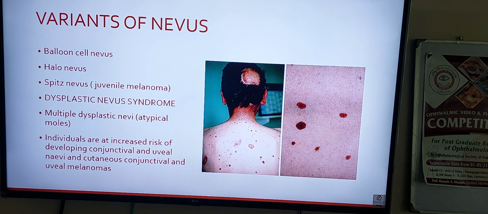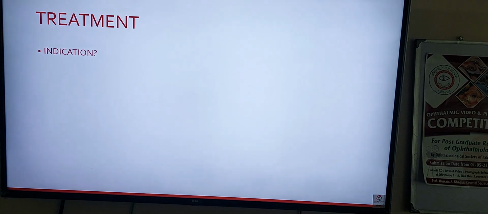Individuals who have dysplastic nevus syndrome are at an increased risk of developing conjunctival and uveal nevi and cutaneous, conjunctival and uveal melanomas. Then what will be the treatment? First of all, what is the indication for treating? For cosmetic purposes, or if there is a malignant potential. And what will be the treatment? Complete excision with at least 3 millimeter margin if melanoma is suspected.